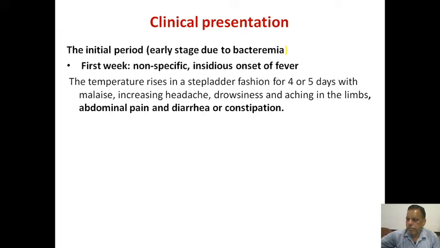So we'll just try to see the clinical presentation of the symptoms according to the stage. In the initial, early stage, due to bacteremia, the symptoms are generally non-specific: lassitude, myalgia, and insidious onset of fever. Typically the fever rises in a step-ladder fashion for 4 or 5 days, with, as I said, malaise, headache, drowsiness, aching in the limbs, and abdominal pain, and diarrhea or constipation might also happen. So enteric fever, as the name suggests, involves the enteric system. So abdominal symptoms are typically present in the form of abdominal pain, diarrhea, constipation.